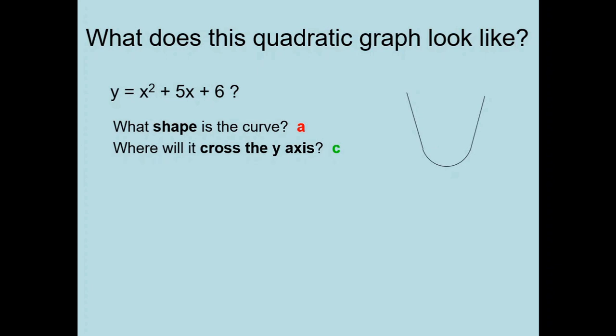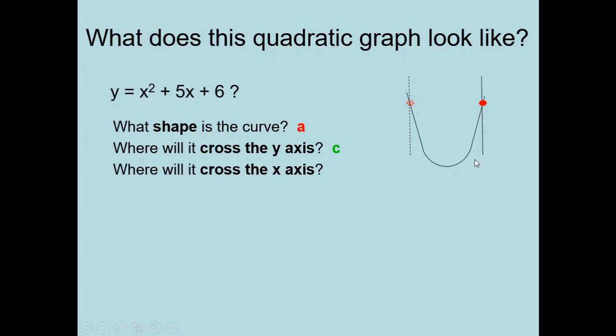Where will it cross the y-axis? It'll cross the y-axis at C. When x is equal to 0, this is 0 plus 0 plus 6. So y will be equal to 6. So I could draw my y-axis in here, but I'm not sure where to draw it. Should I draw it over here and that's 6? Or should I draw it over here and that's 6? Let's see, because it might help if I know where this part of the curve is. Is this part of the curve before or after the y-axis?